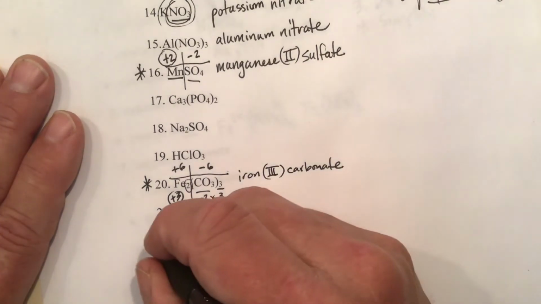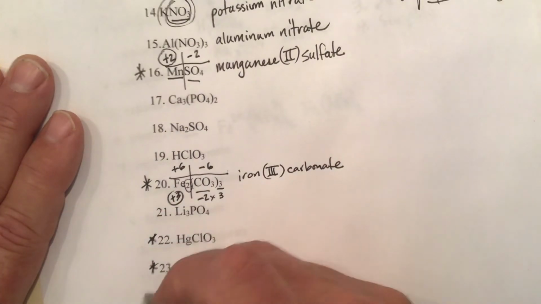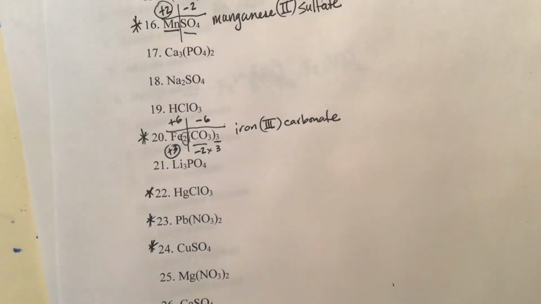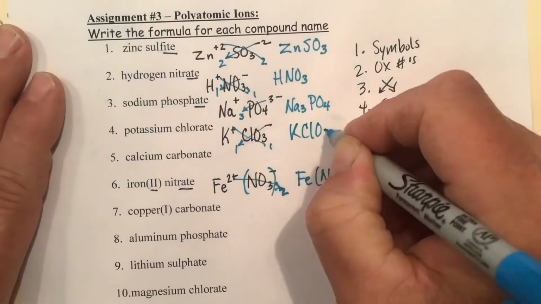All right, so this one's multivalent, that one's multivalent, and that one's multivalent. Those are the only ones that are going to require Roman numerals. And those are really the hardest ones because you have a polyatomic ion and you have a multivalent cation. All right, so I'm going to put this on high-speed camera and I'm going to work through the rest of them.